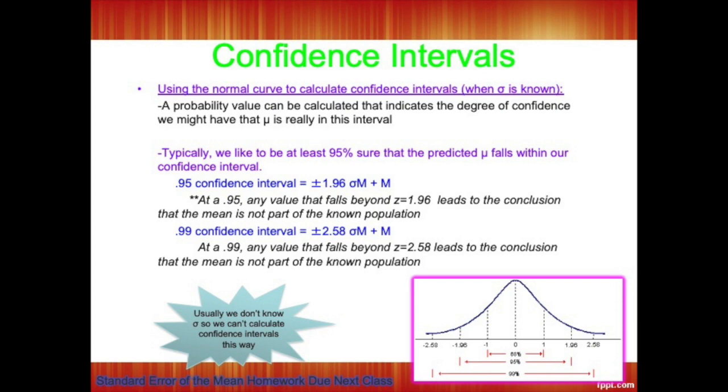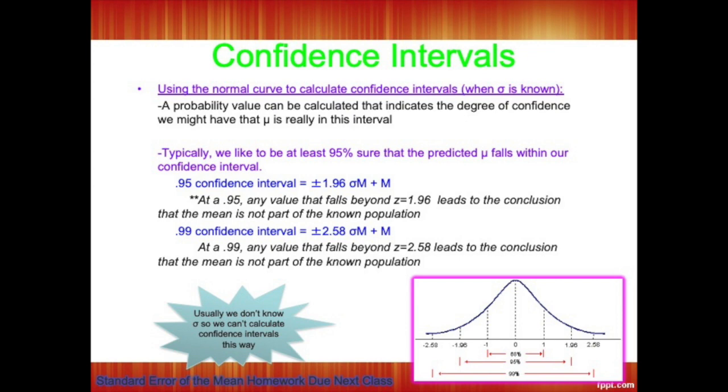But since we usually don't know the population standard deviation, we can't calculate confidence intervals this way. So I am going to be showing you the confidence interval formula that we're going to be using. And the confidence interval formulas that we're going to be using are based off scores from a sample.